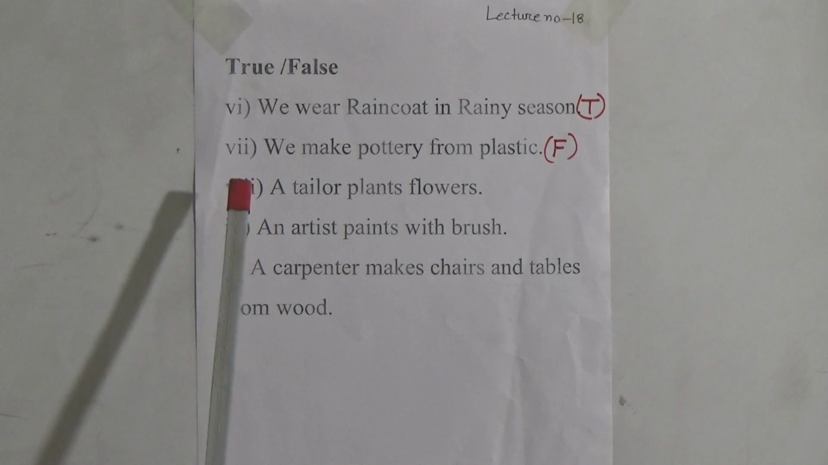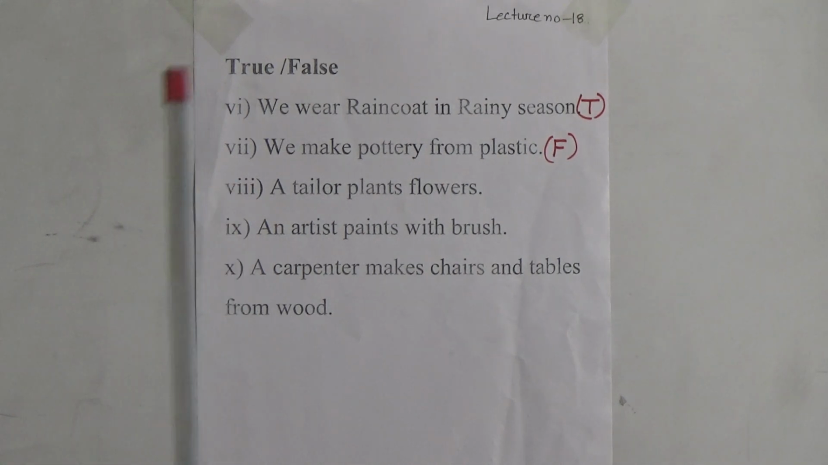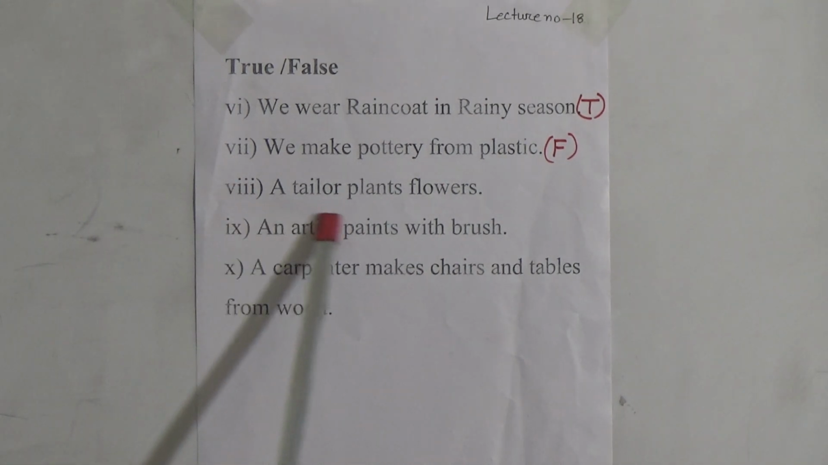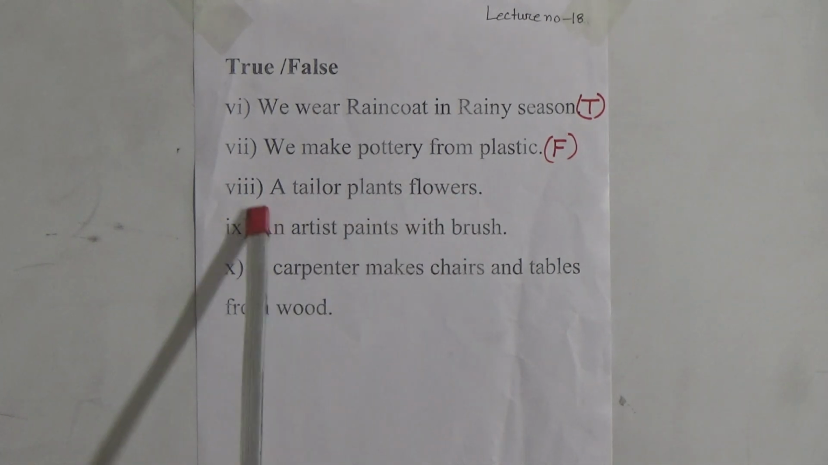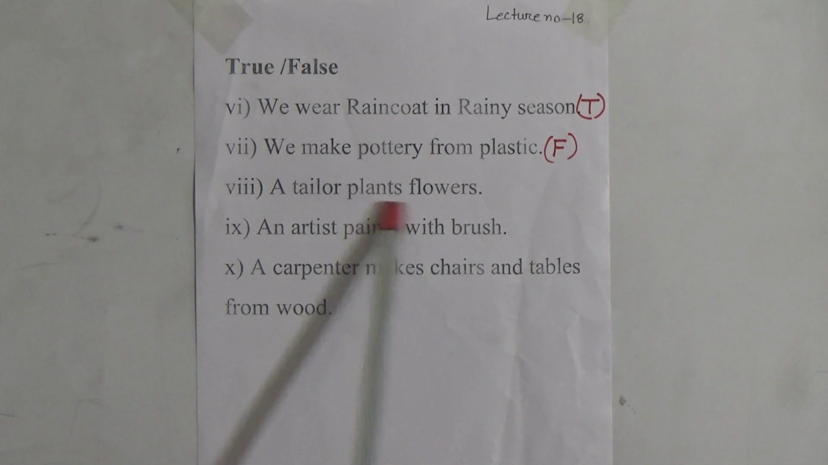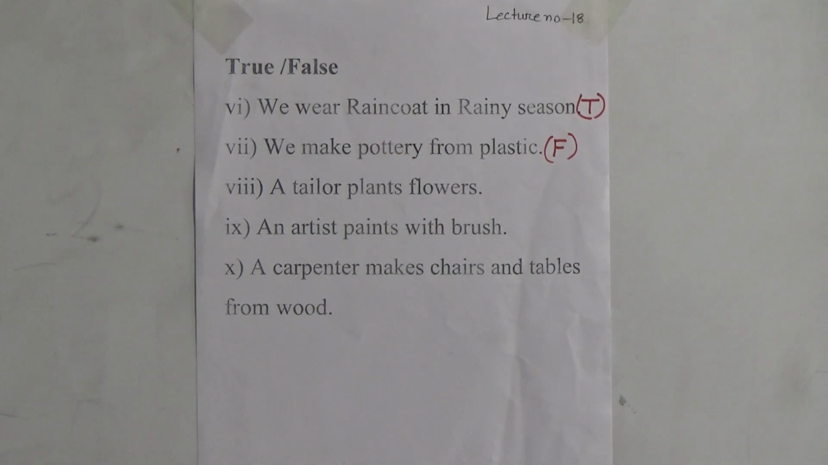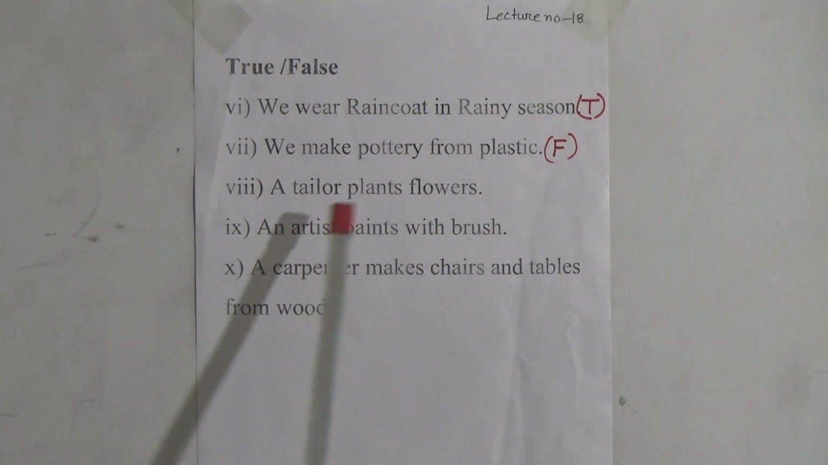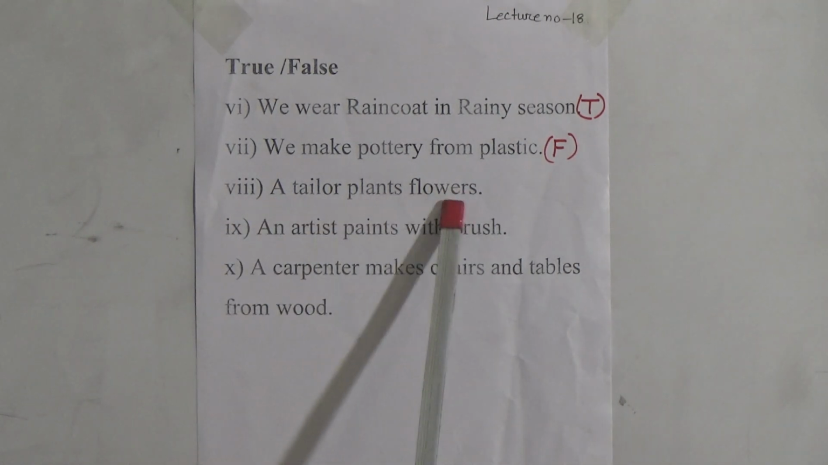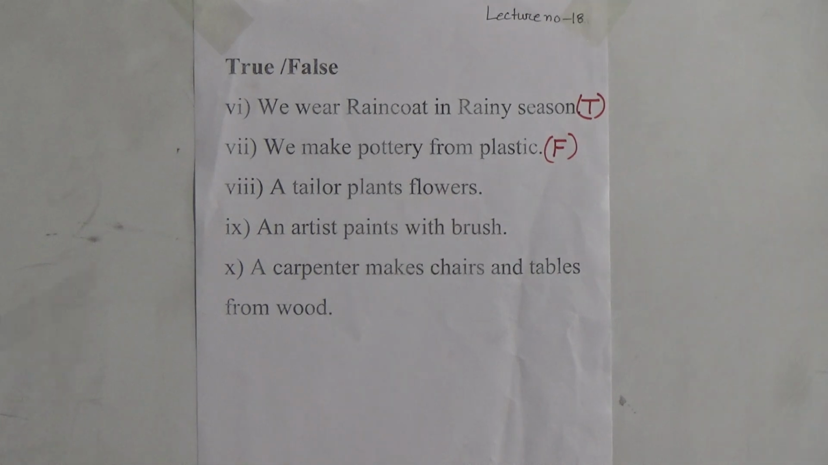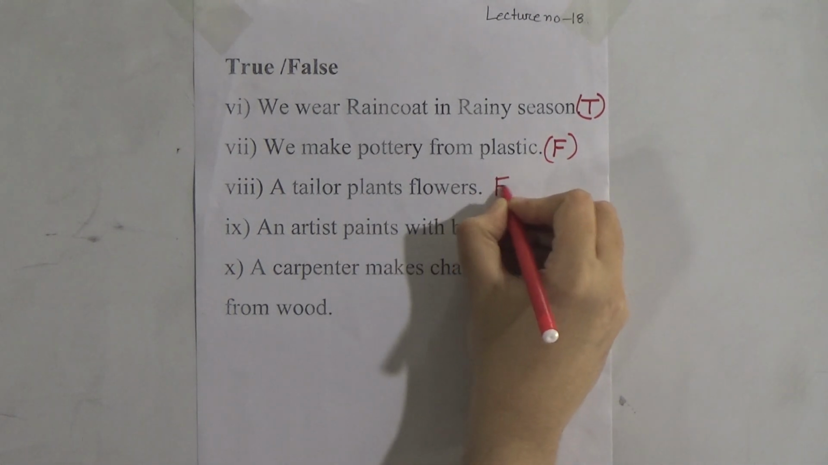And the next number, 8 number, a tailor plants flowers. No, a tailor plants flowers is not correct. A gardener plants flowers. That means this statement is also false. So you have to write only F, that means false.